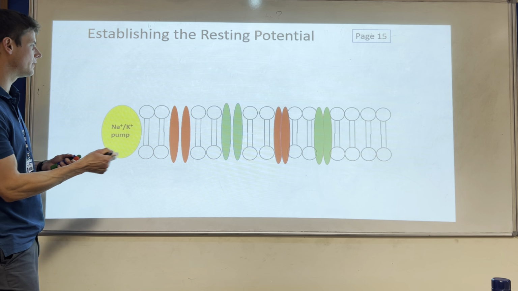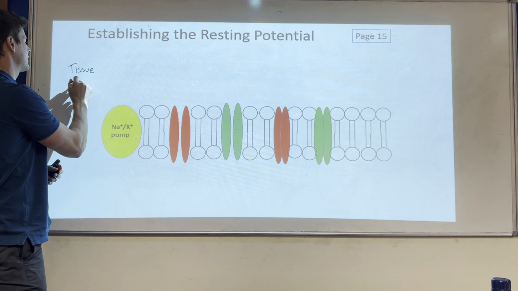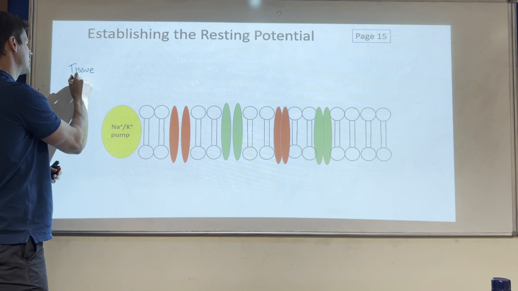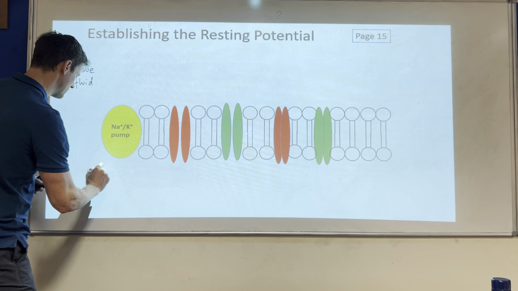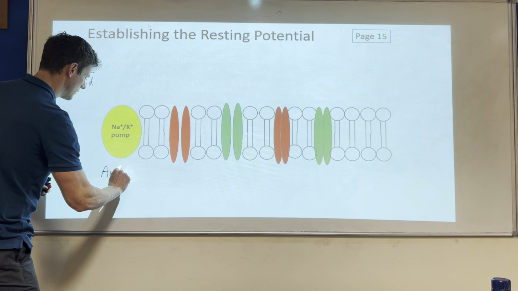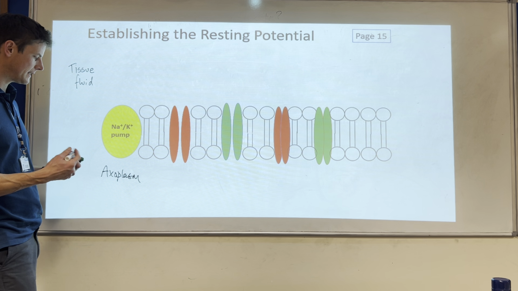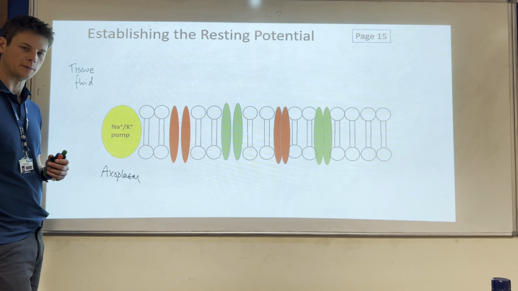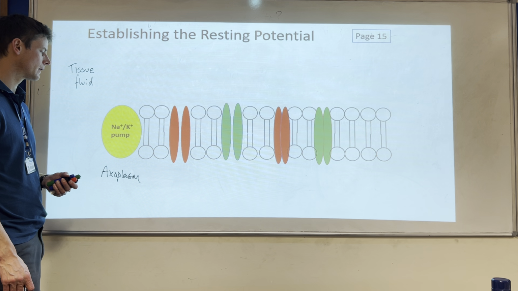So let's just add a few labels here. This is the outside of the axon, so it's surrounded by tissue fluid. And this is the inside of the axon, sometimes referred to as the axoplasm. Okay, the axoplasm, just another term used to describe the cytoplasm, but specifically inside a neuron.